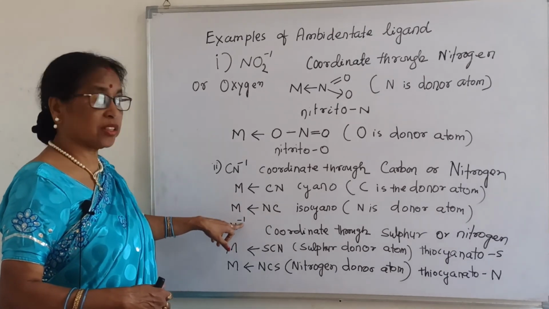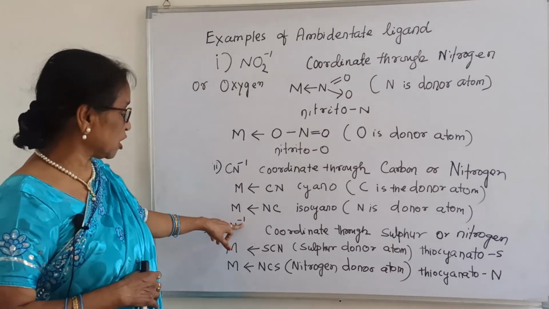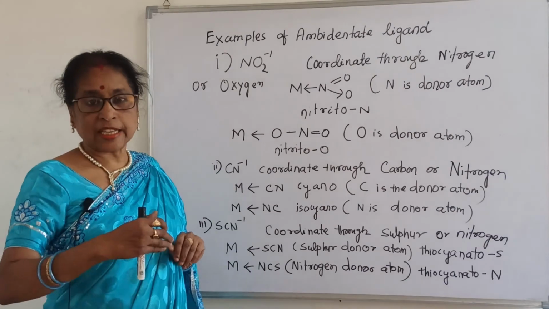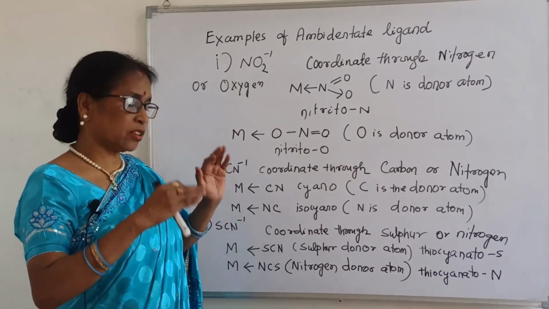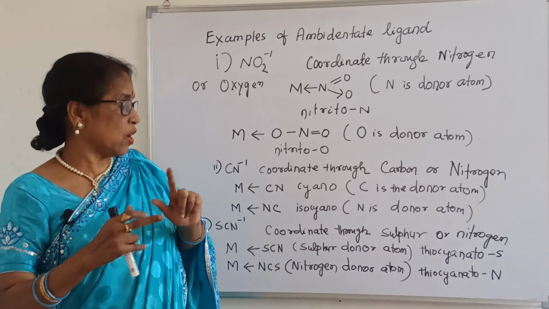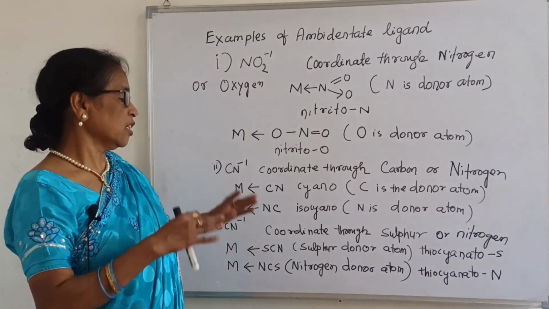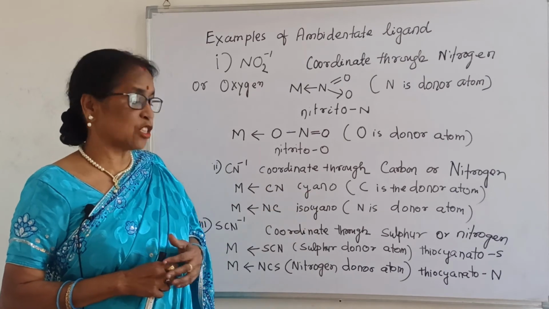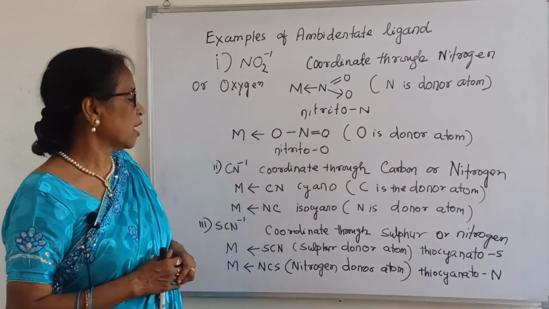SCN minus 1 is the thiocyanate ion. But how does it behave in coordination chemistry? It can coordinate through sulfur or nitrogen. If sulfur, then it is called thiocyanato S. If nitrogen is towards the central metal atom, then it is called thiocyanato N. For N and S, there should always be a capital. Similarly, O should always be capital.